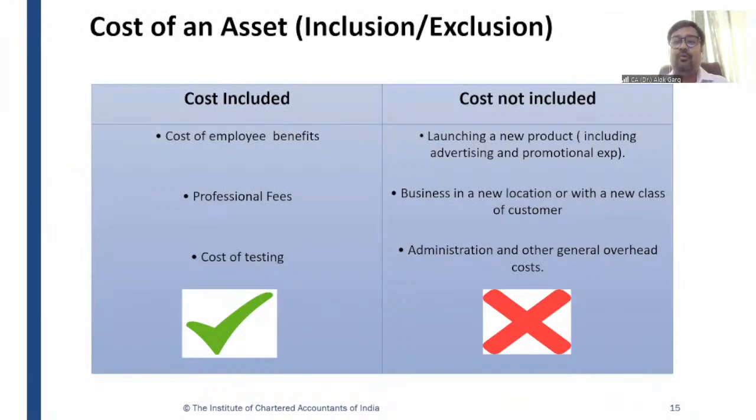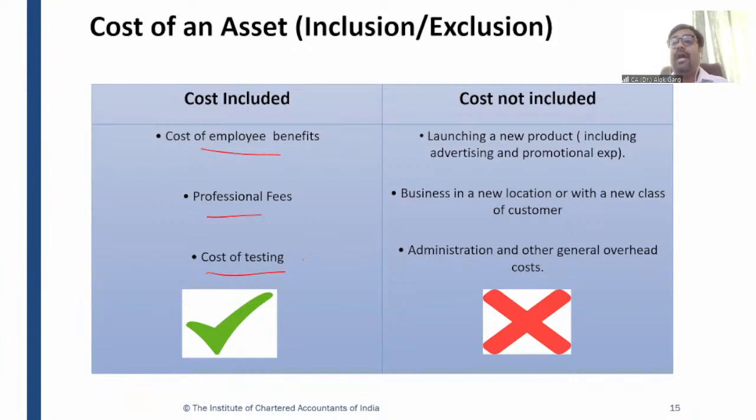What is the cost which is included and excluded? Cost of employee benefit: the employees who have been engaged in the development of the intangible asset, that employee cost should be added as a part of the cost of the asset. Professional fees are part of the cost of the asset. Cost of testing is also included, if scientists or doctors are testing this intangible asset, or they have sent it to some laboratories or experiment house for testing purposes.